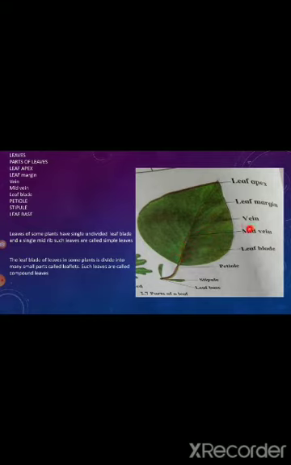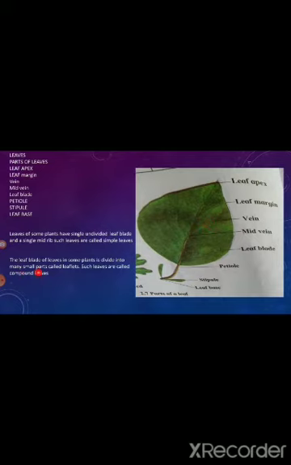Means the leaves which have only a leaf blade and mid vein, there is no vein. Okay, the leaf apex is there, the leaf margin is there, the mid vein is there, the leaf blade is there, the petiole is there, the stipule is there, the leaf base is there, but there is no vein. Those leaves are called simple leaves.